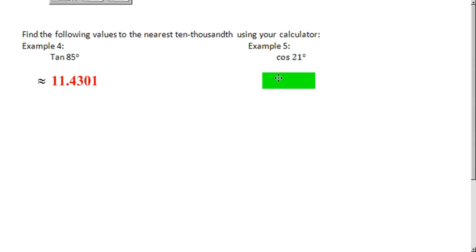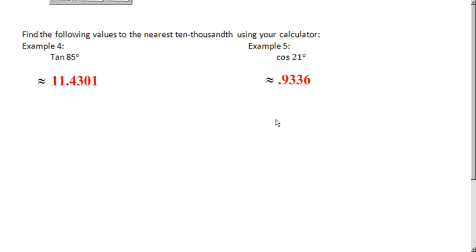Cosine. Find your cosine command. Push a cosine. Put in 21 degrees. Hit enter. Round to the nearest 10,000th. And we should come up with approximately 0.9336.